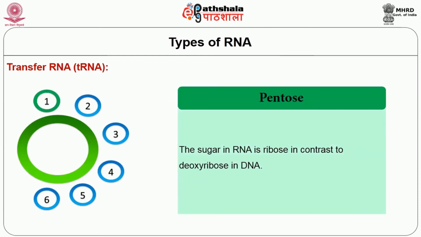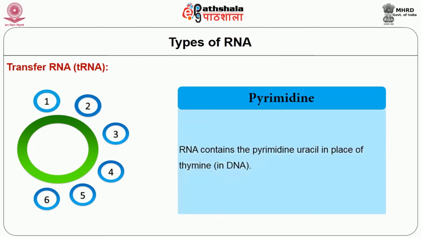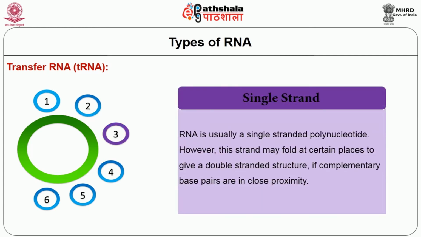Namely, the sugar in RNA is ribose in contrast to deoxyribose in DNA. RNA contains the pyrimidine uracil in place of thymine in DNA. RNA is usually a single-stranded polynucleotide.